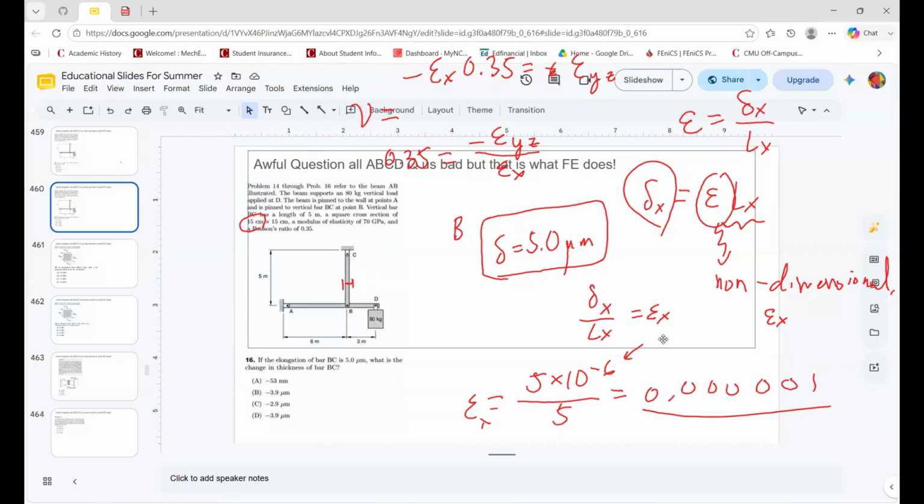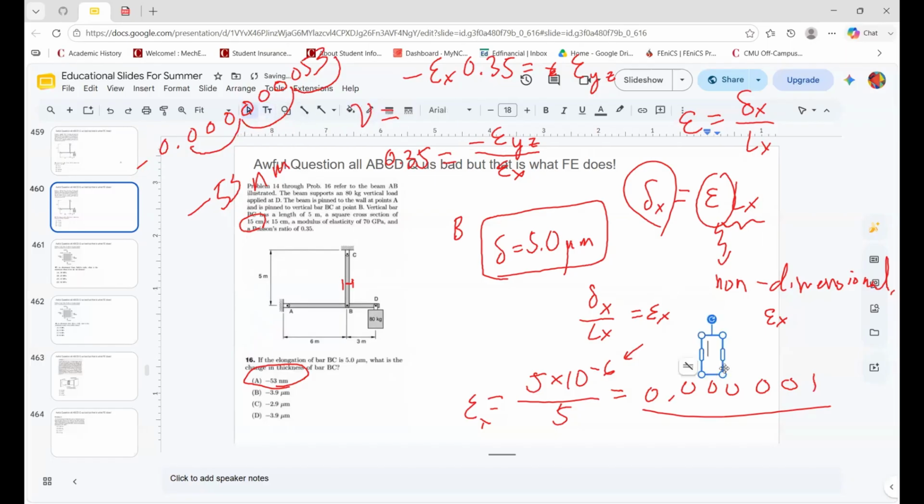And I get like 5.3. I get 0.000000053. That is probably this. But if you want to check 1, 2, 3, so that's nanometers. 53, and it's negative. So we got it, which is A. It's perfectly just A. Yeah.